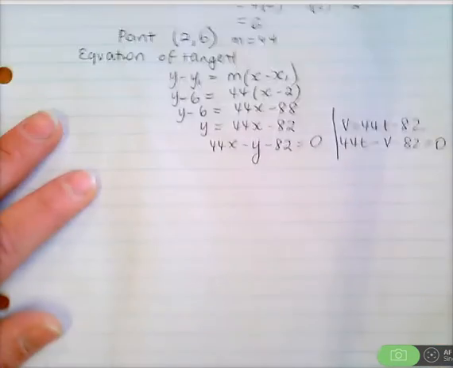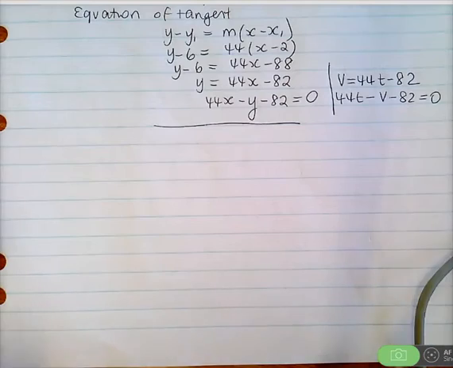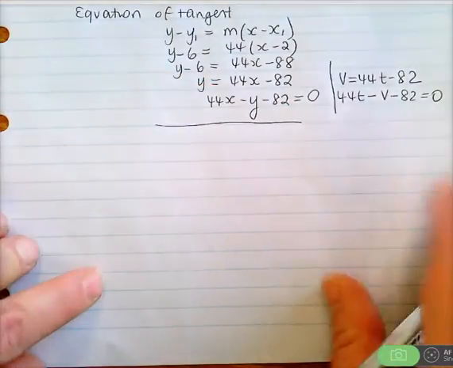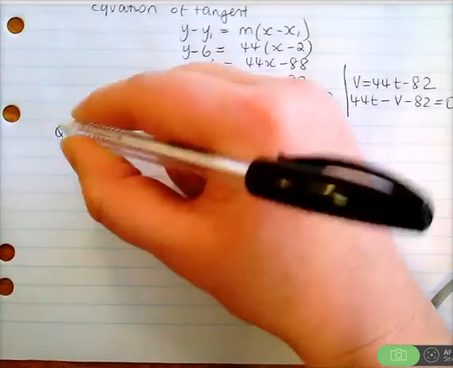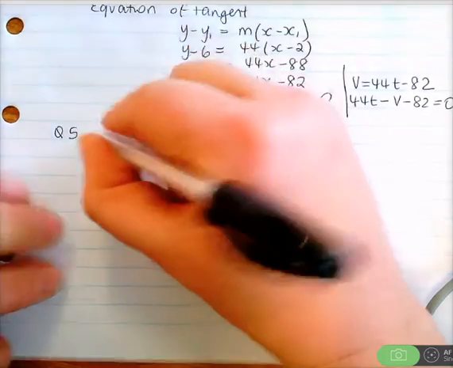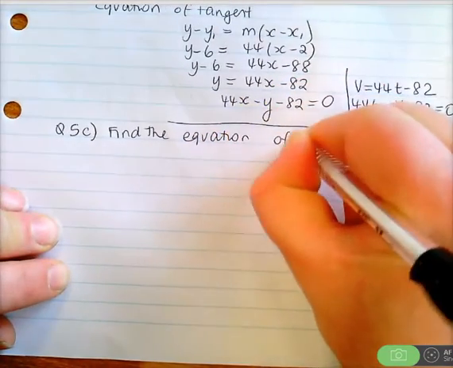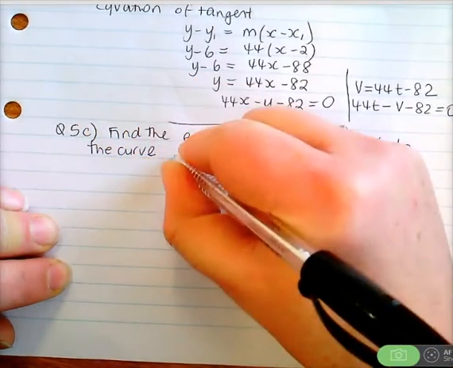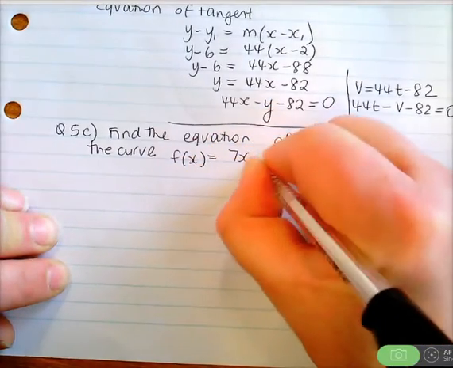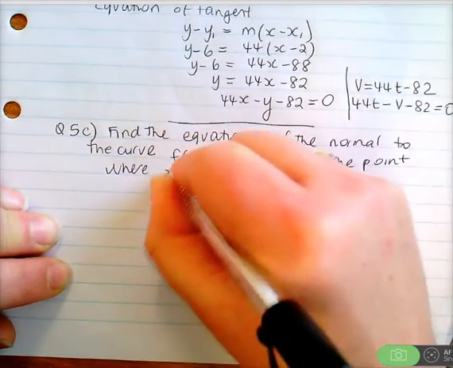Okay? Now, we're going to find the equation of the normal. So it'll be very similar, with one extra step of flipping the tangent and doing the negative reciprocal of the tangent. So we're going to do question 5. Sometimes they give you the point and other times they don't give you the point. I'm going to do question 5C: find the equation of the normal to the curve function of x equals 7x minus 2x squared at the point where x equals 6.